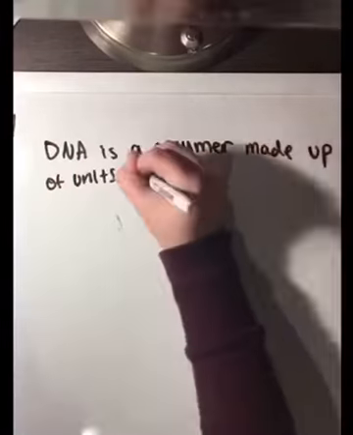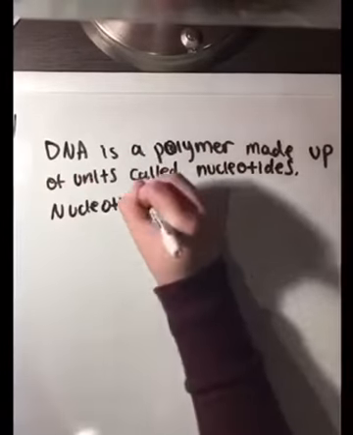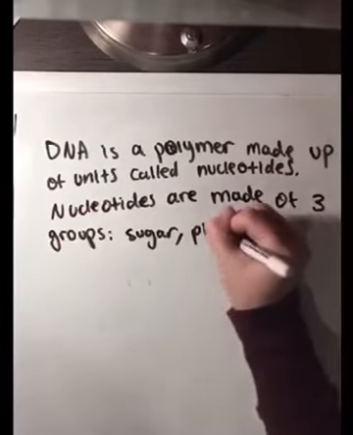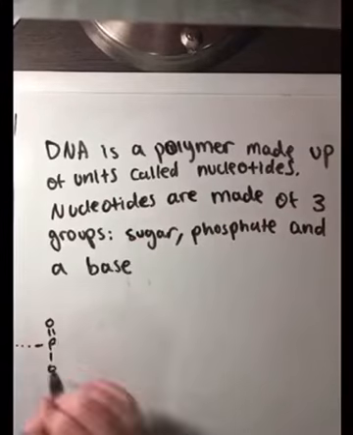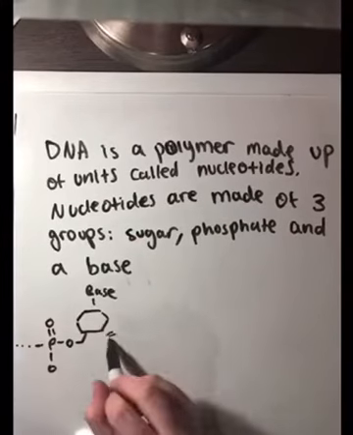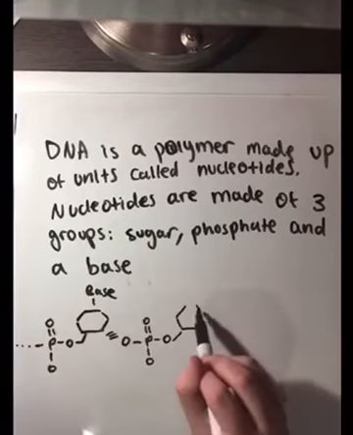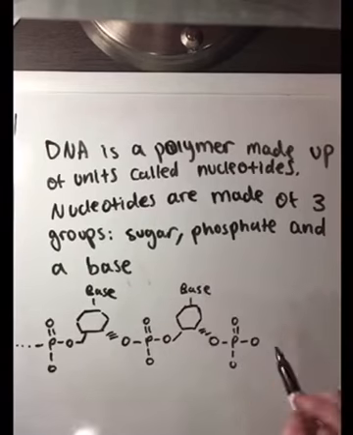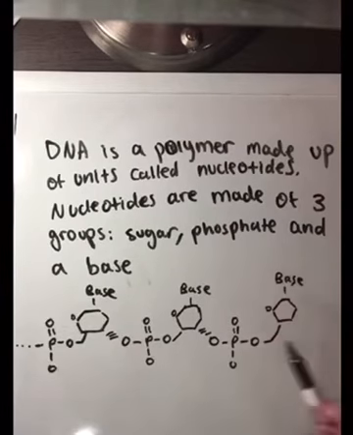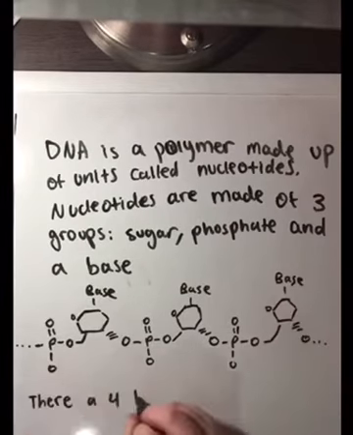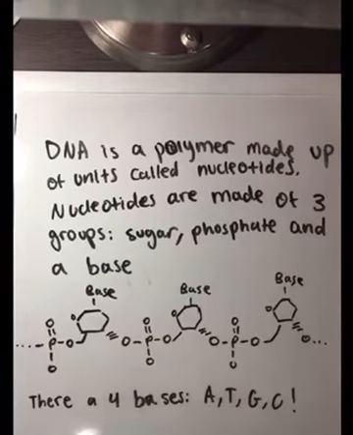To continue, DNA is a polymer made up of units called nucleotides. Nucleotides are made of 3 groups: deoxyribose, which is a sugar group, a phosphate group, and a base. Here you can see the sugar-phosphate backbone with all the parts, all the groups.